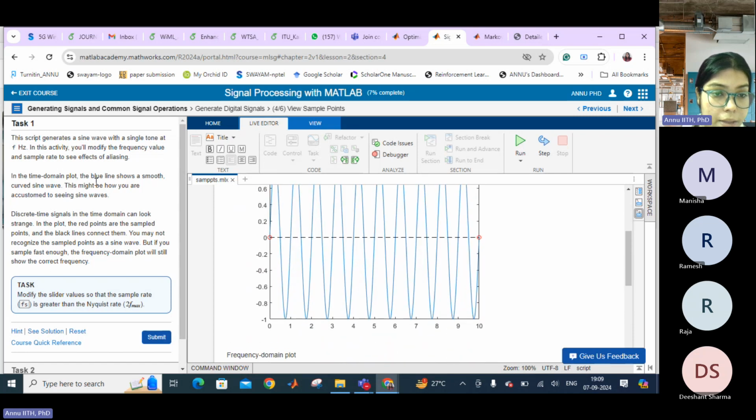The blue line shows a smooth curved sine wave. This might be how you are accustomed to seeing sine waves. For discrete time signals, the time domain can look strange.